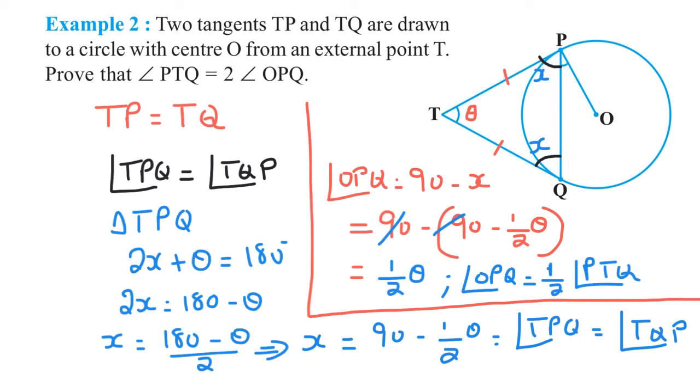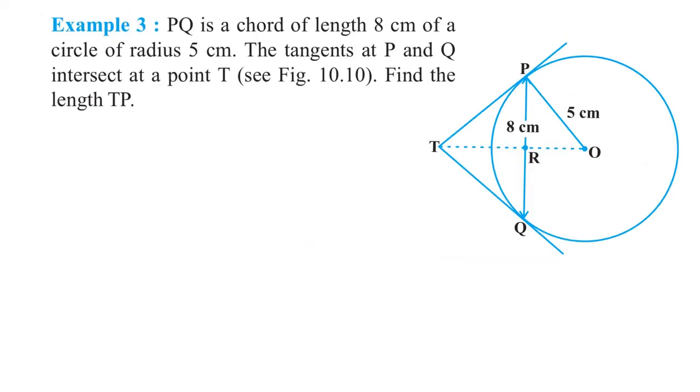So, simple problem. Let's try another one. Let's try this problem. PQ is a chord of length 8 centimeters of a circle of radius 5 centimeters. The tangents at P and Q intersect at point T. Find the length TP. So from the figure, PO is the radius, which is 5 centimeters.